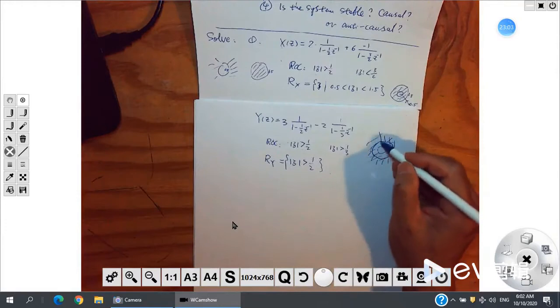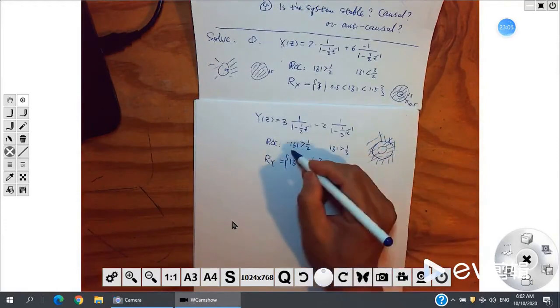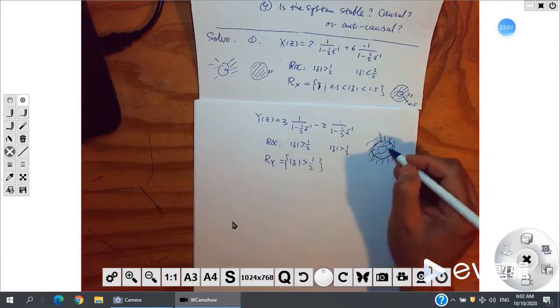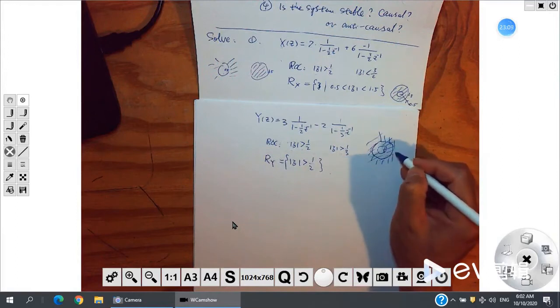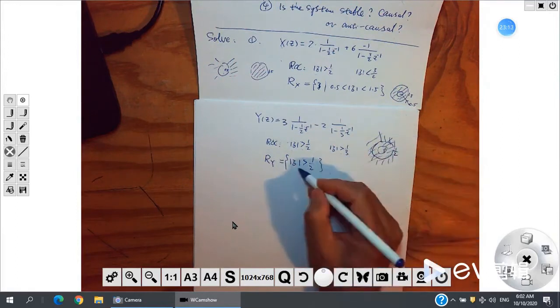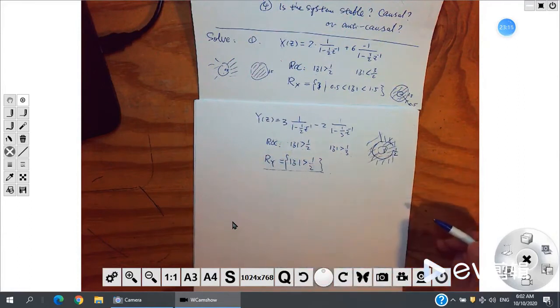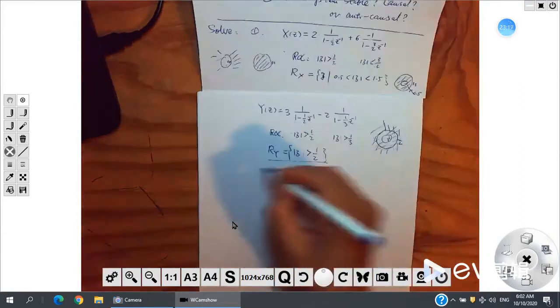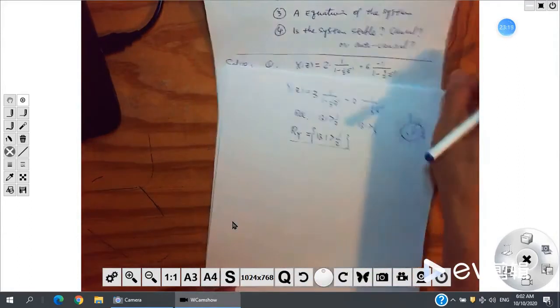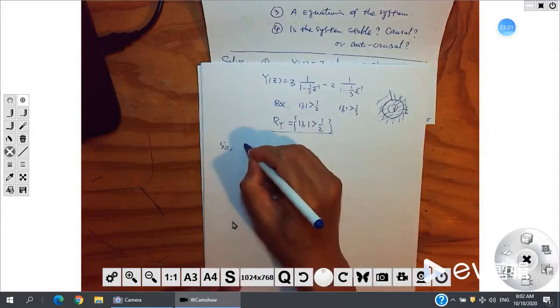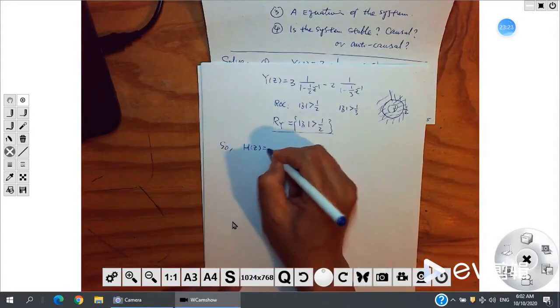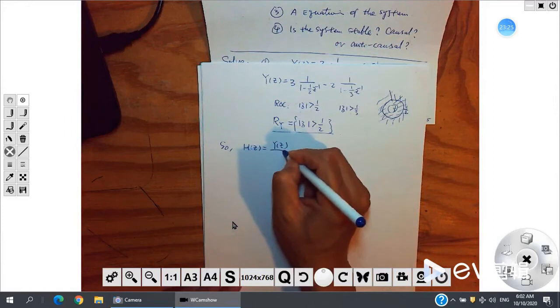So the common area is just the larger one. The smaller one has radius 1/3, the larger one has radius 1/2. So the common area is this one. All right. Then we want to find H of z. So H of z will be Y of z over X of z.